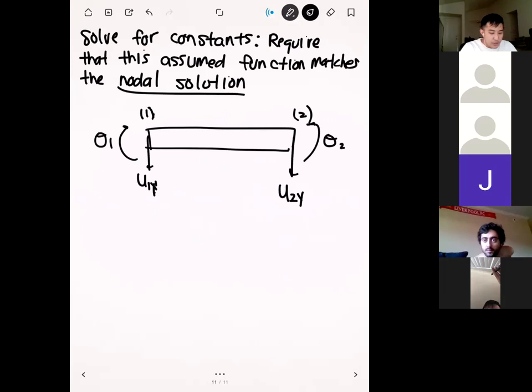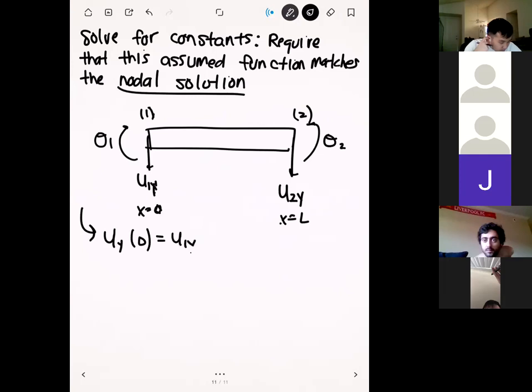And so what we can do from this is require that our assumed solution matches these values. If we consider this to be x equal to 0 for a second, and we consider this over here to be x equal L, the four equations that we're going to solve are: uy, which is our assumed function, evaluated at x equal to 0 is equal to u1y. By the same token, if we apply uy at x equal to L, this has to equal u2y. Remember, those are our nodal solutions for the displacement at those nodes.